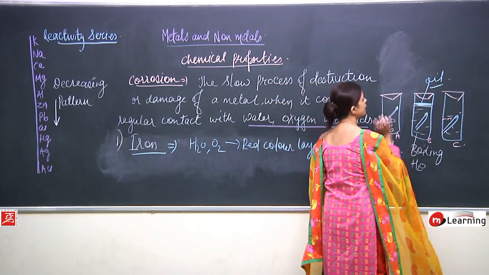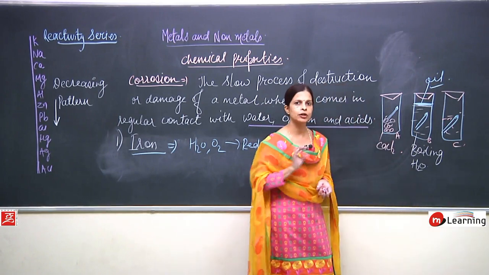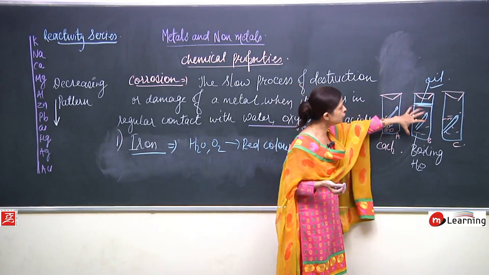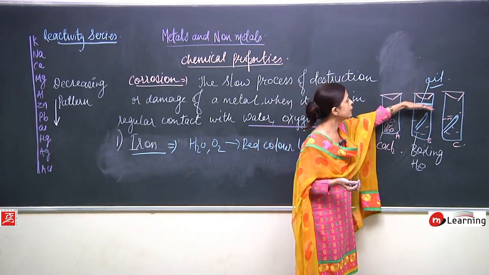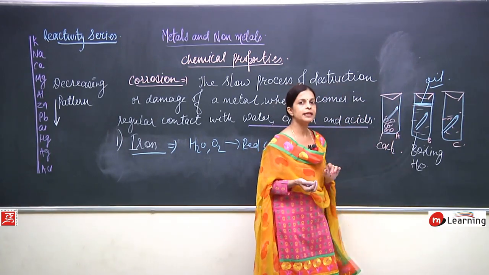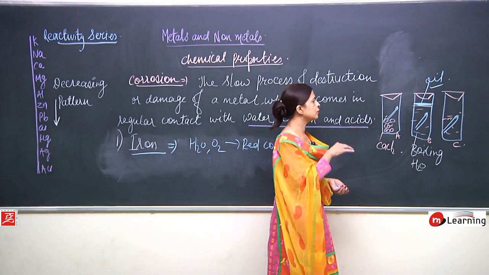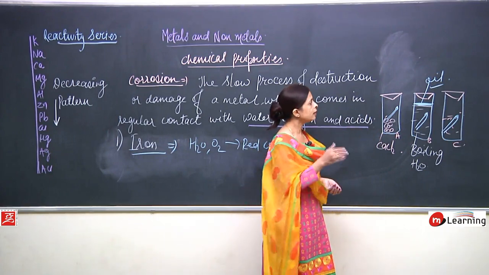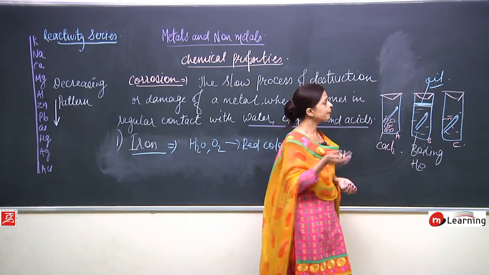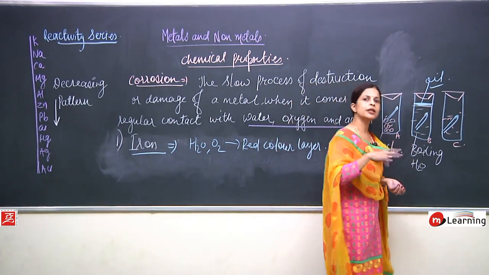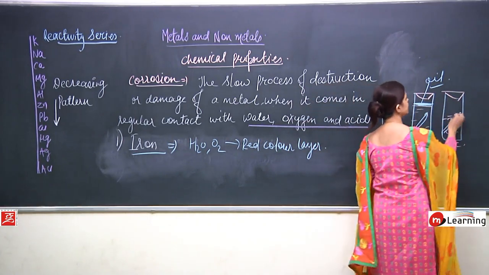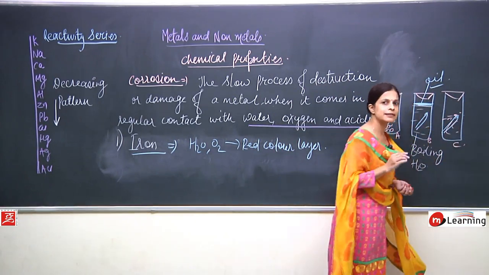Now the second case, B. Here we have taken boiled water, that means water is there, but oxygen is not there, and to cut the contact with the air, we have added oil also. So there is no chance of air getting in. Again, we will find that there is no sign of rust, because only water is there and no air. Now C is the case where water is also available and air is also there. So we will find that this nail gets rusted.